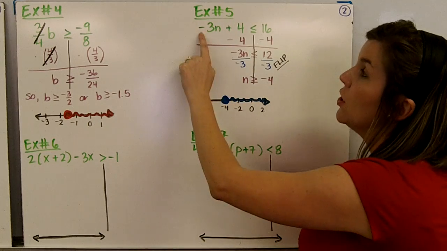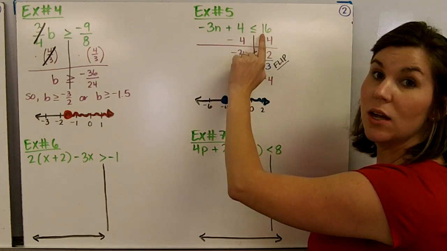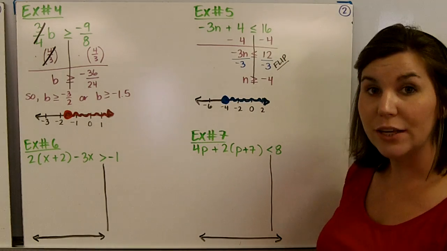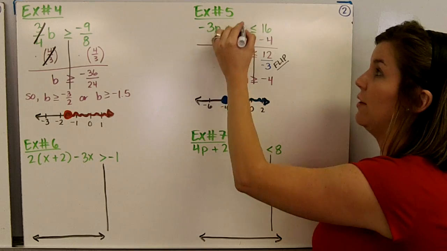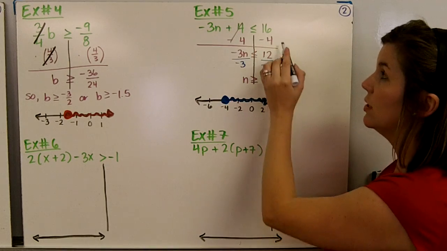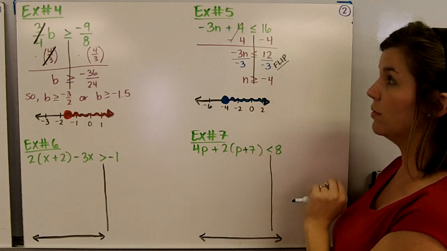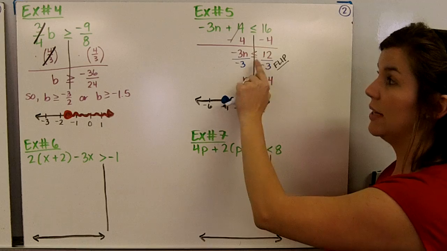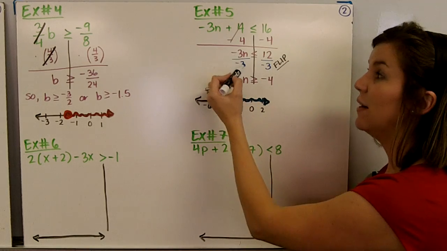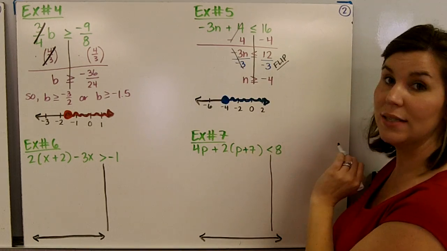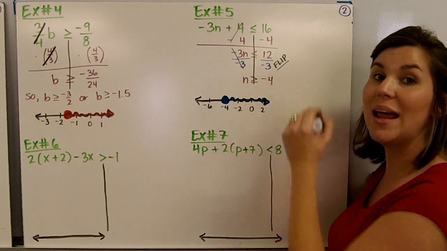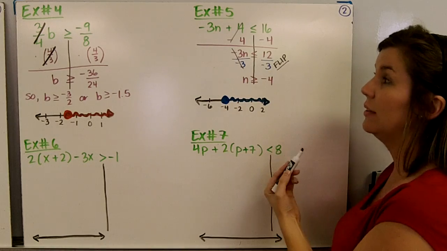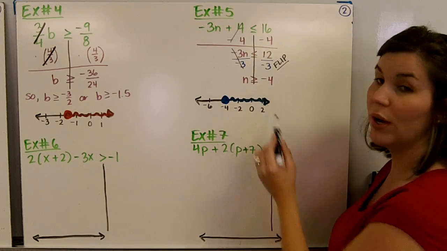Example number 5. Negative 3n plus 4 is less than or equal to 16. So solve it like you would a regular equation. Subtract 4 from both sides. The 4's cancel. 16 minus 4 is 12. So carry down the negative 3n. Negative 3n is less than or equal to 12. Divide by negative 3 on both sides. Again, I divided by a negative number, so I must flip the inequality. Instead of being less than or equal to, now it's greater than or equal to.